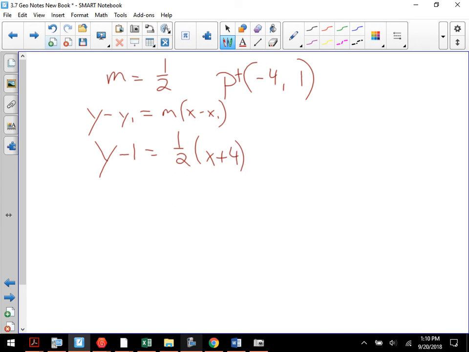Distribute through. And then add 1. And you're done. Don't use decimals. You always use fractions. Yeah, you multiply, distributing and multiplying.